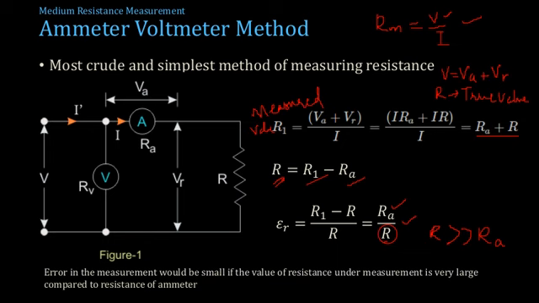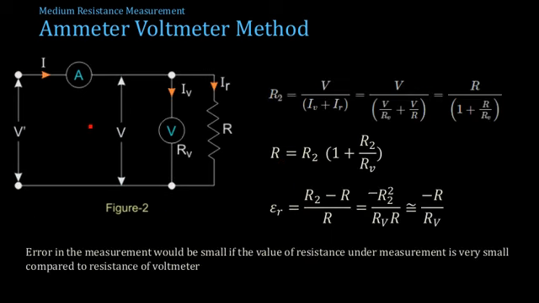Now moving on to the second figure, where the ammeter is connected in series with the parallel combination of the voltmeter and the resistor. Here the ammeter will be indicating the current IV plus IR. IV is the current taken by the voltmeter, and IR is the current drawn by the unknown resistor. Now R2 is the measured value.